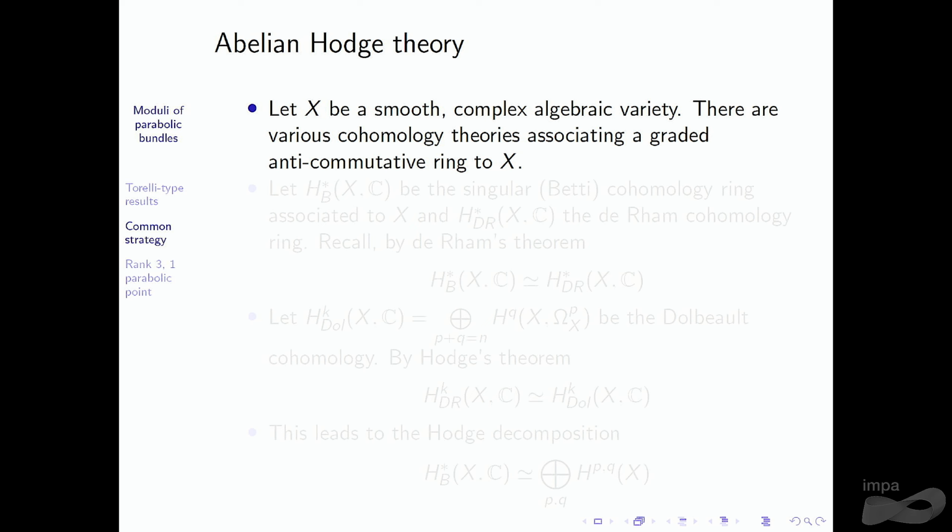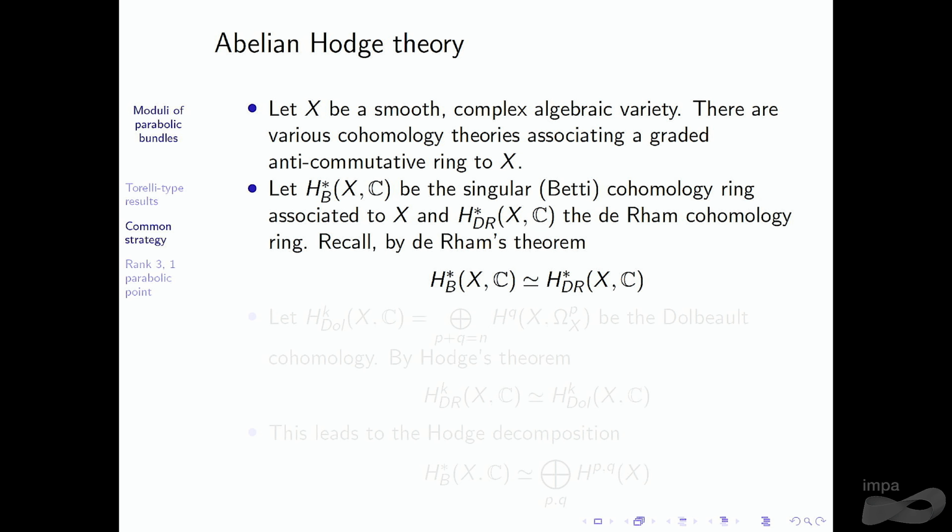So if you take X to be a smooth complex algebraic variety, there are various cohomology theories that you can associate to this. The one that we learn the first time we come across cohomology is the singular Betti cohomology. And after some time, we learn a little bit about the de Rham cohomology. There is a theorem by de Rham which tells us that the Betti cohomology ring is isomorphic to the de Rham cohomology ring.